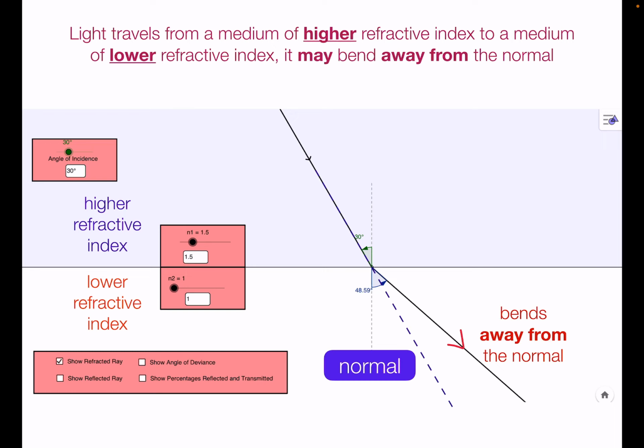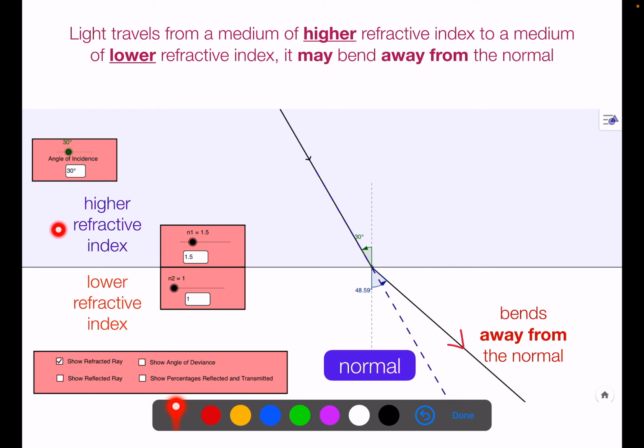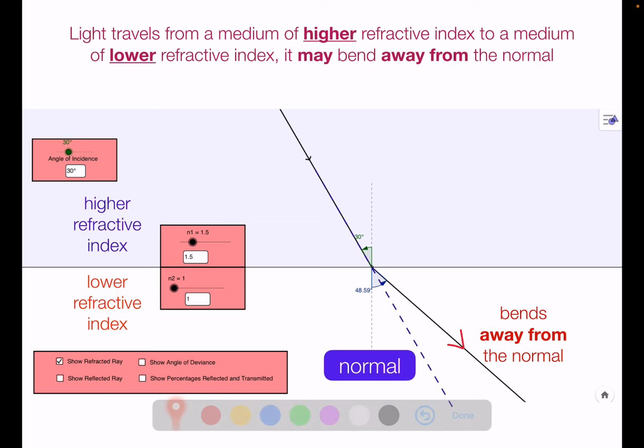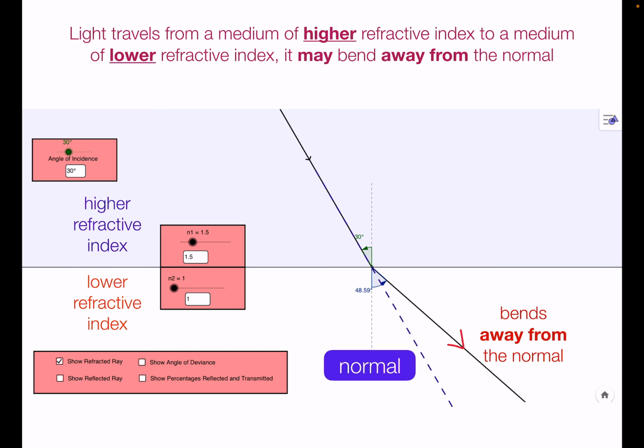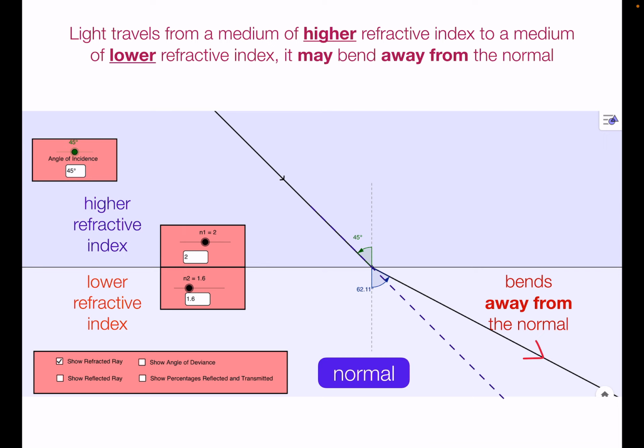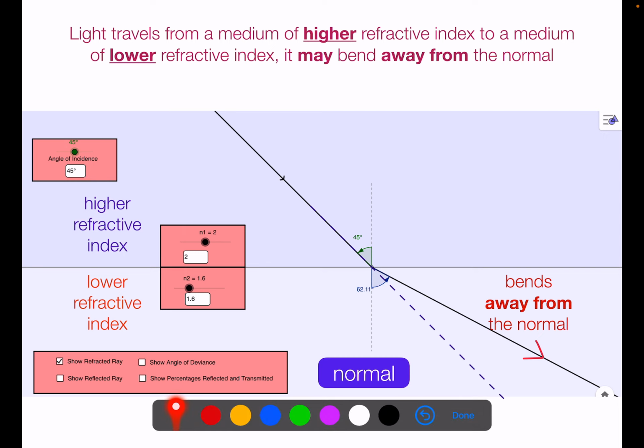Using the simulation again, now we start with light in a medium of higher refractive index, 1.5, to another medium of lower refractive index, 1. Instead of the light ray going straight now, it bends away from the normal. Okay, we have another example. Light going from a medium of refractive index 2 to n equal to 1.6. So instead of going straight, the light ray now will be here. It has bent away from the normal.